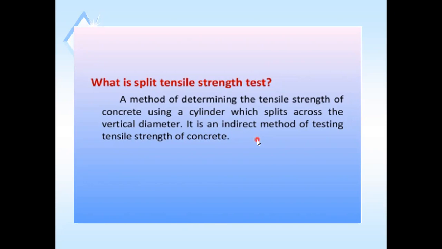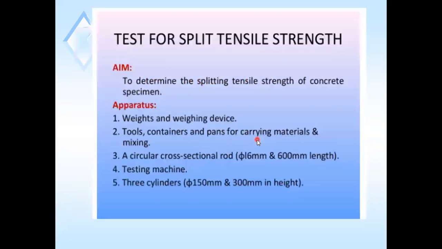What is this indirect method of measurement of strength of concrete? We call it the split tensile strength. In split tensile strength, what we are going to do, we are going to determine the tensile strength of the concrete using the cylinder, which splits across the vertical diameter. So how are we going to perform this particular test?